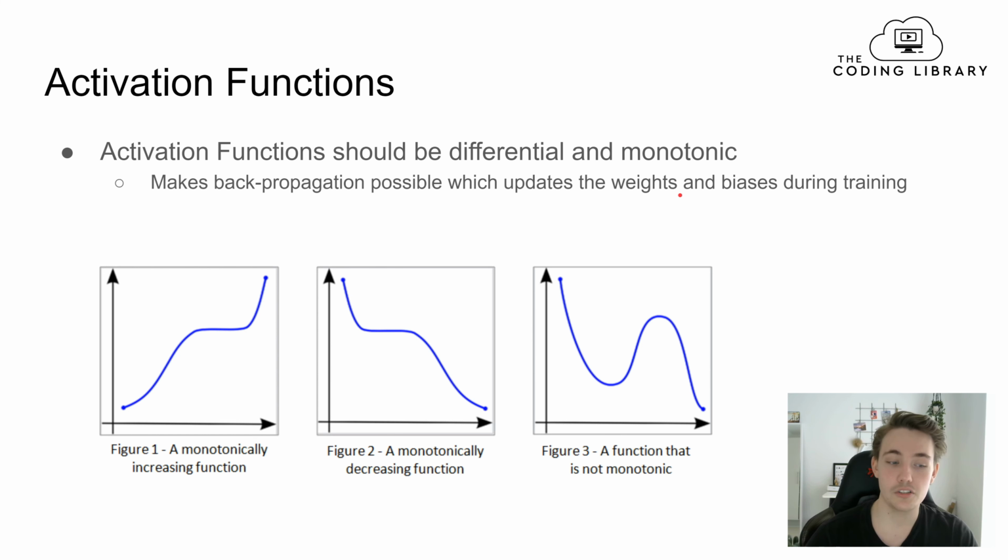It should also be monotonic, which means that we can see down here that it shouldn't change direction. We can see that these two here are monotonically increasing functions, and here we have a decreasing function, and the sign doesn't change at any time. Over here to the right, we can see that this function is not monotonic, because it has this curve where it goes up and then it goes down.